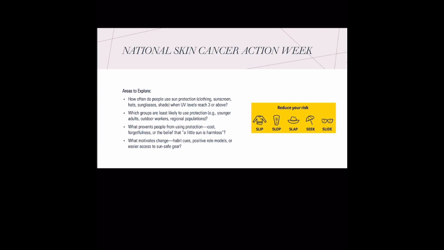They use national cancer statistics, UV exposure data, and even hired YouGov to run a survey about how often people are using sun protection. So some areas we're going to explore when we research this are: how often do people use sun protection, like clothing, sunscreen, hats, sunglasses, shade, when UV levels reach 3 or above, which groups are least likely to use protection, what prevents people from using protection, and what motivates change.